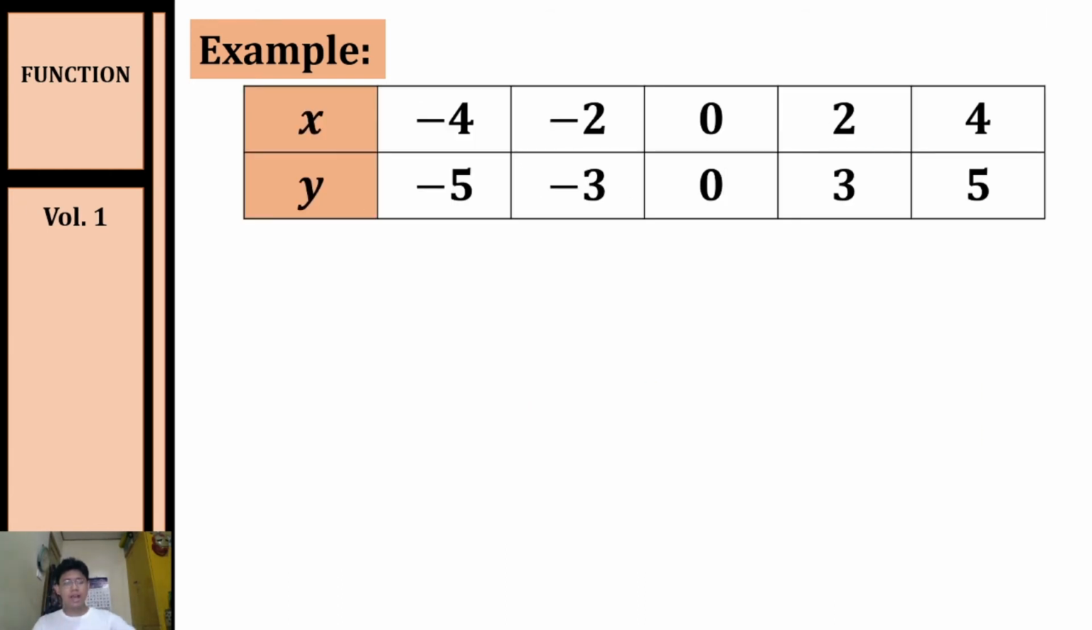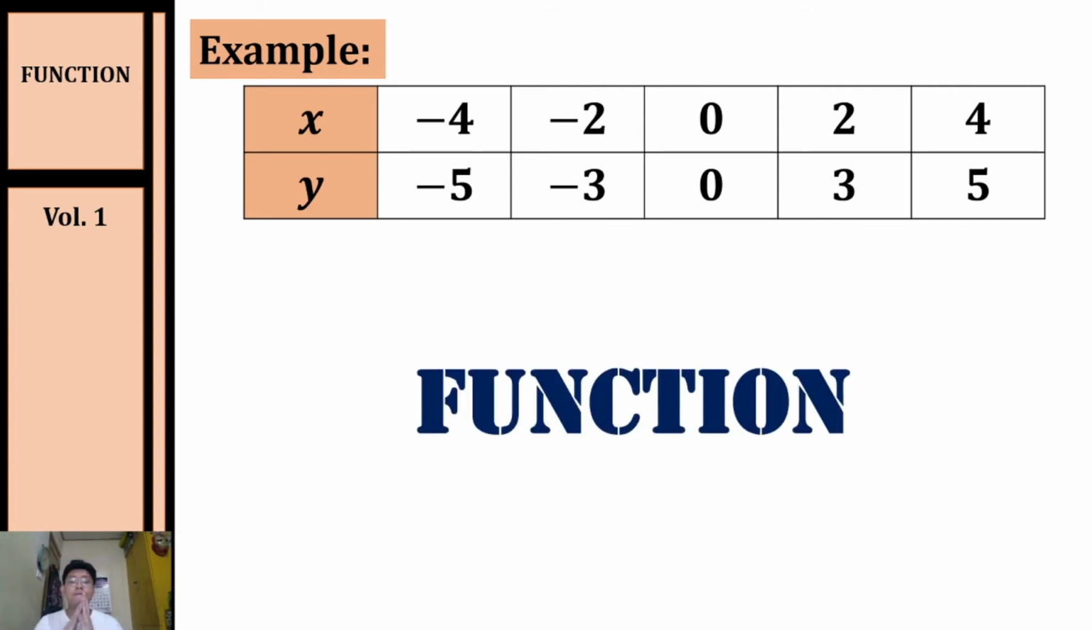Okay, let's have another example. For example, we're given a table of values. Same procedure, we identify if we have repeating values of x for us to identify if it is a function or not. In this case, our values of x are -4, -2, 0, 2, and 4. Now the question is, do we have any repeating values for x? Since we don't have any repeating values of x, this table of values is a function.